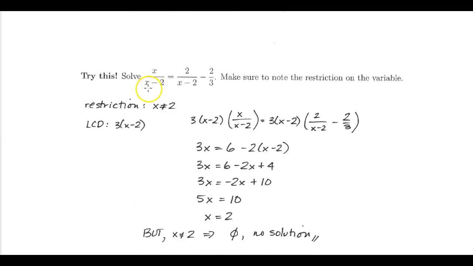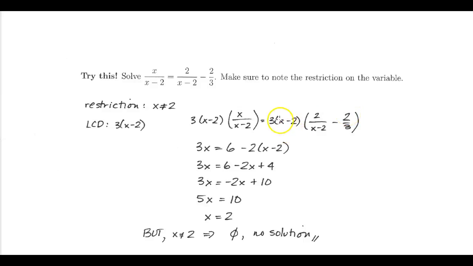So here I said that if I try putting 2 in the denominator here, I'll get 0. Same thing here. So our restriction is that x cannot equal 2. I see that I need a factor of 3 and a factor of x minus 2 for the LCD, and I multiplied both sides of the equation by that. So on the left-hand side, the x minus 2's cancel, and I get 3 times x. And on the right-hand side, I'm going to distribute the 3 times x minus 2 to the 2 over x minus 2 and the 2/3.